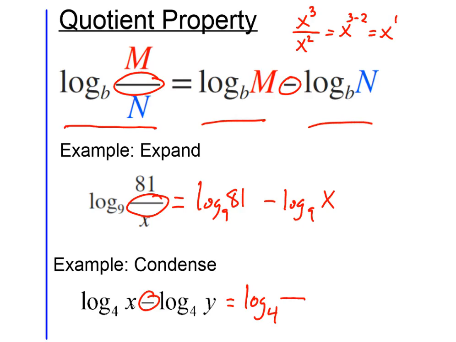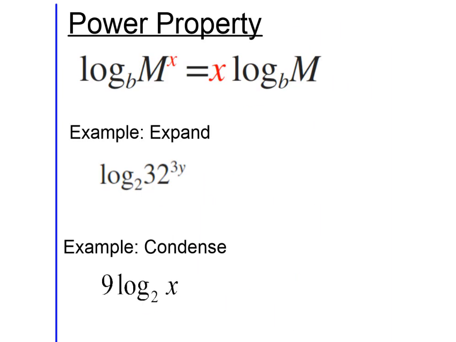The x comes with the first log, so it goes on top. The y is with the second log, so it goes on bottom. Our last property is called the power property. It's probably the easiest property to use when you're dealing with logs.